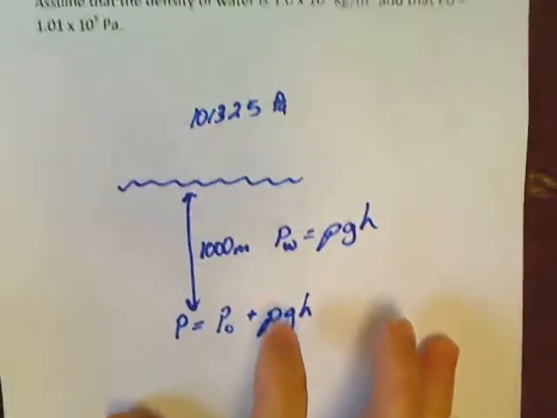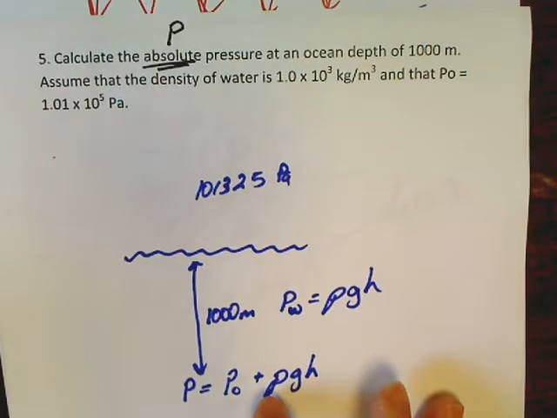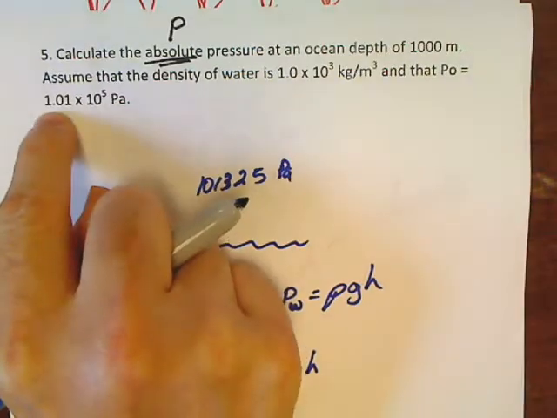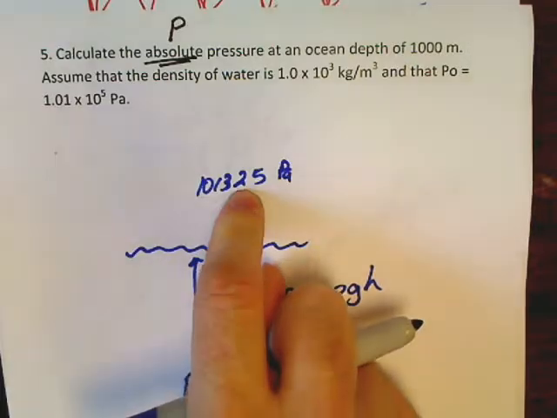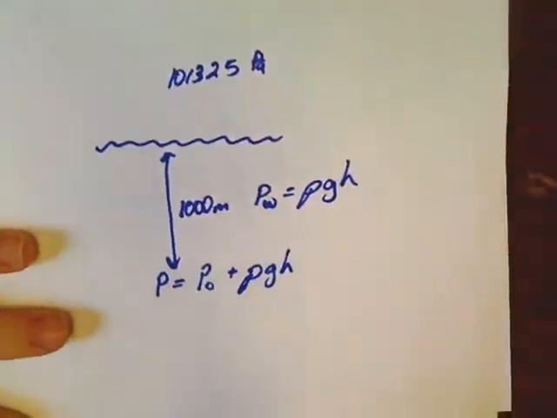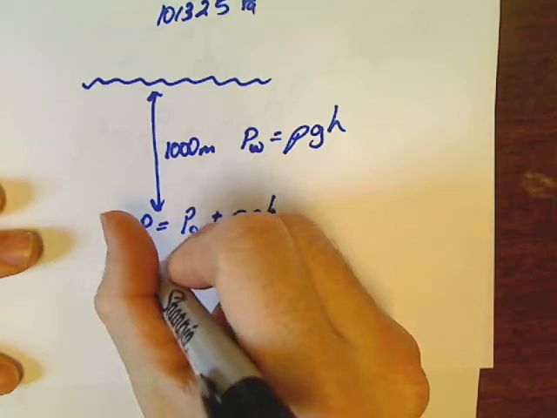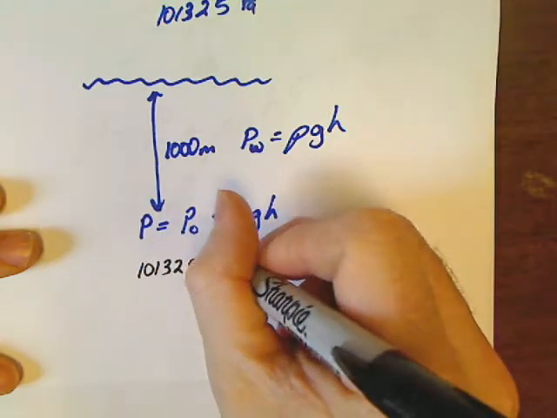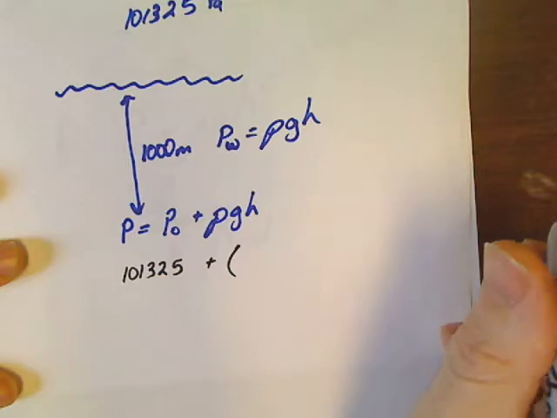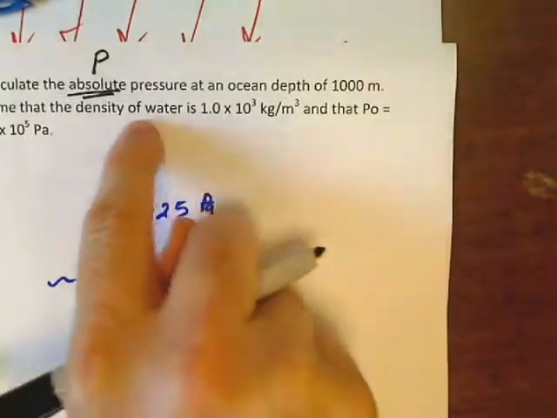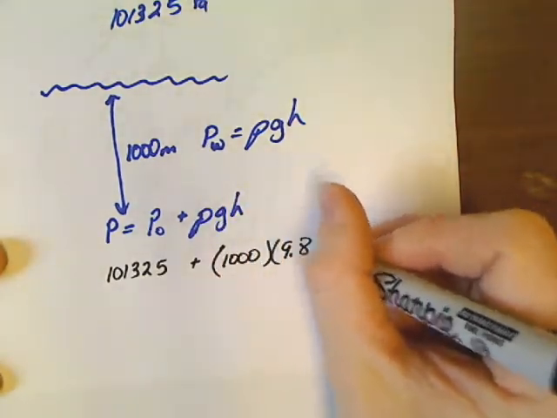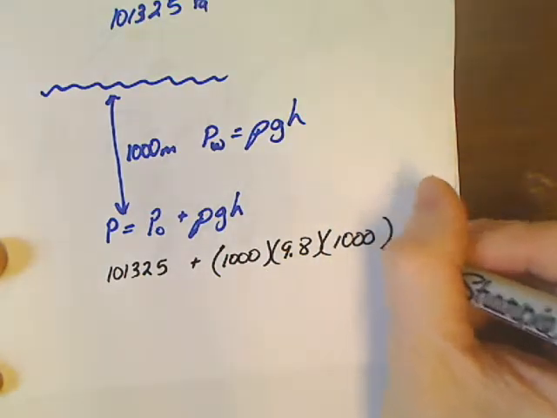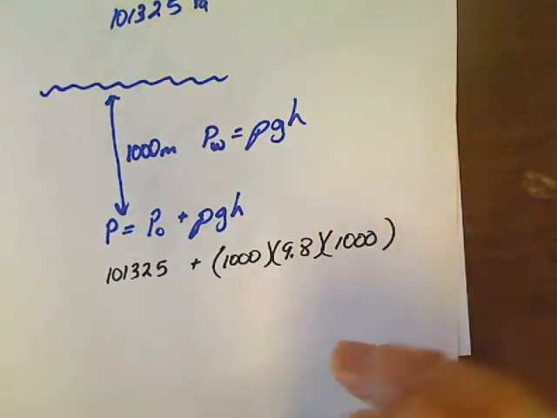If I want to solve this problem, it told me everything I needed. It tells me that P0 is 1.01 times 10 to the 5, but whatever, let's be nitpicky and throw the real deal in. So P0 is 101,325 plus rho, and it says the density of water in this question is 1 times 10 to the third, so that's 1,000, times 9.8 times 1,000, because it's 1,000 meters deep. So there's our pressure in this problem.